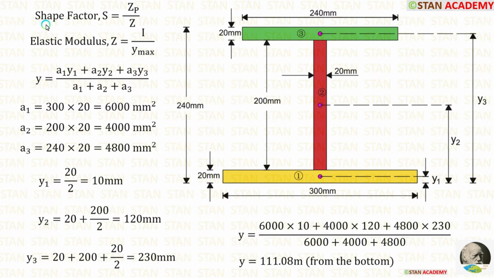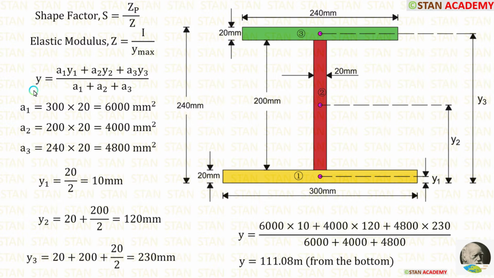We know that the shape factor formula S is equal to Zp by Z. Here Zp is the plastic modulus, Z is the elastic modulus. First let us find the elastic modulus. The formula is I by y max.